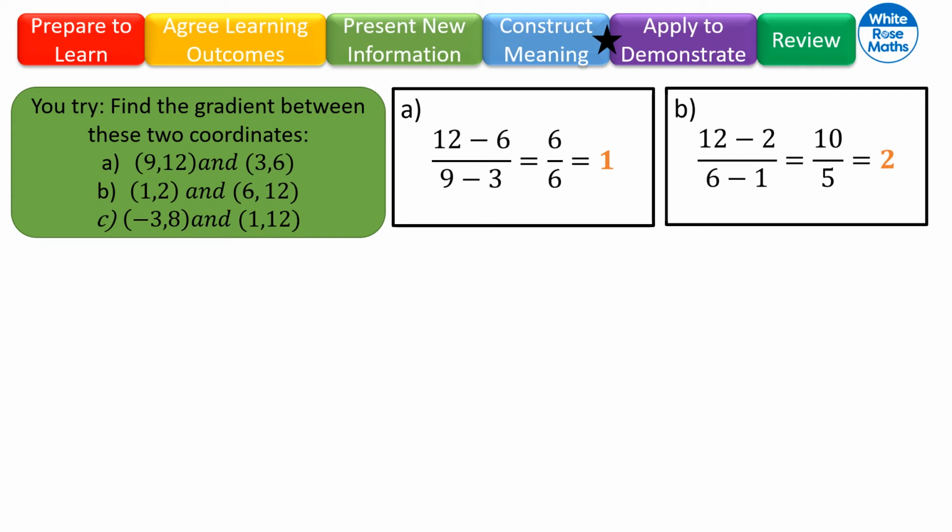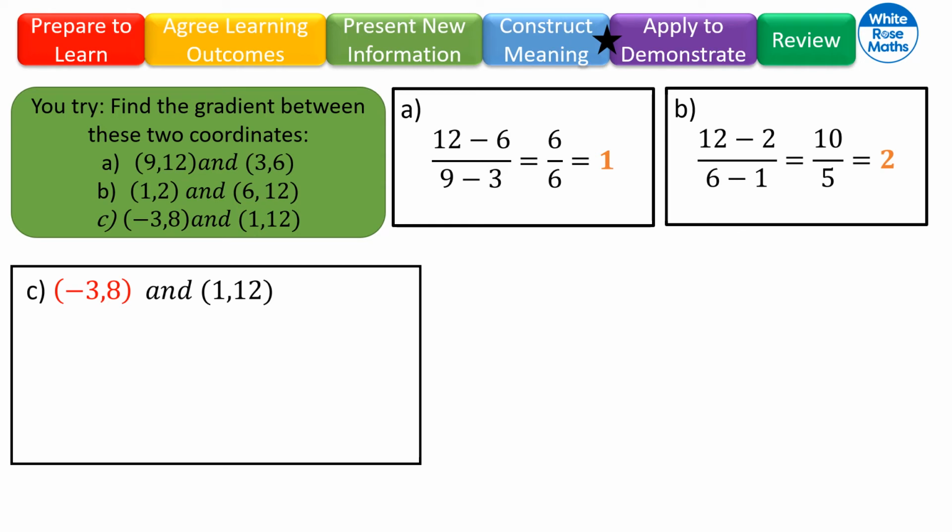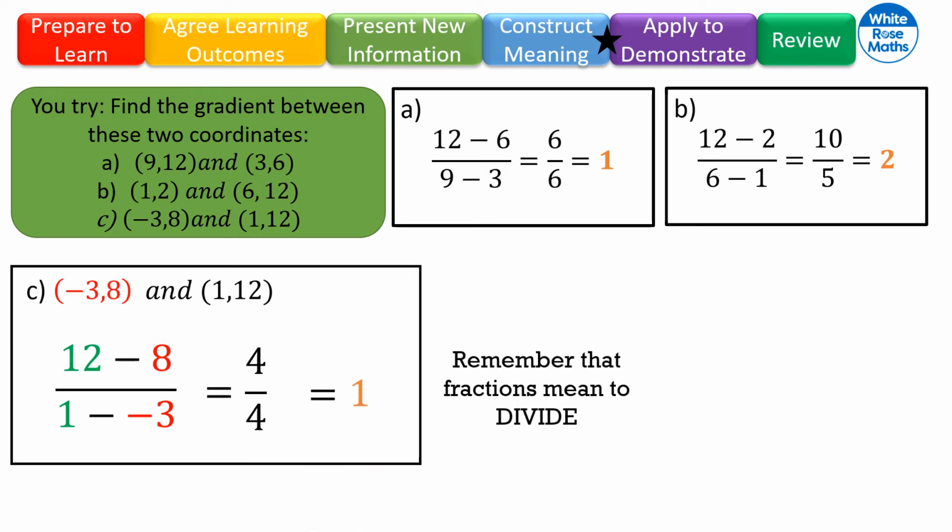And for C, this one was slightly more tricky because it had a negative in, but I'm just going to show you how you would do it. Okay, so I'm going to do my change in Y's at the top over my change in X at the bottom. So I'm going to do 12 take away 8, because they're my Y values, and I've started with my biggest first. And then I'm doing 1 minus -3. So think about what happens if you've got two negatives together. Two negatives together make a positive. So what you're actually doing here is 1 plus 3, which gives you 4. So you've got 4 divided by 4, which again gives you a gradient of 1.